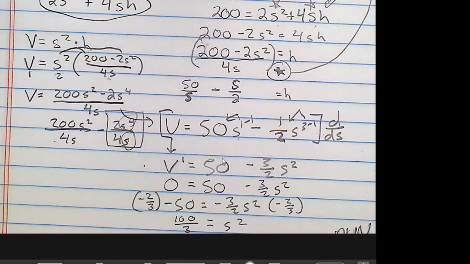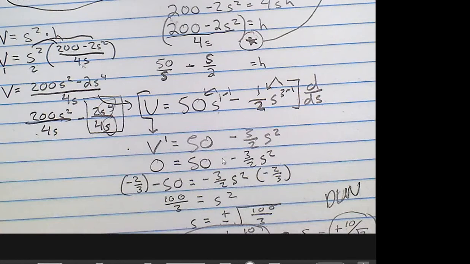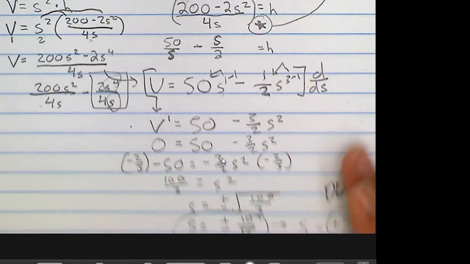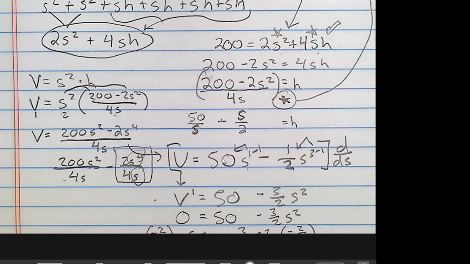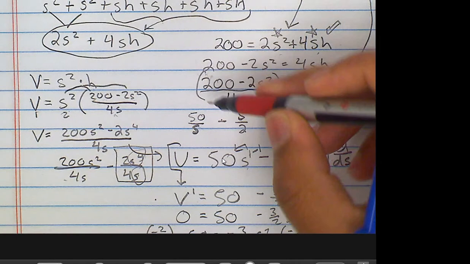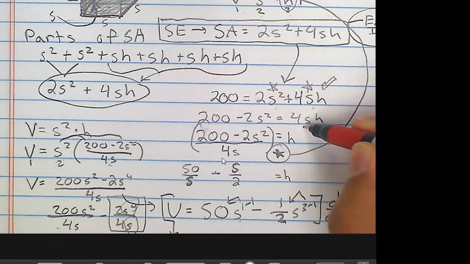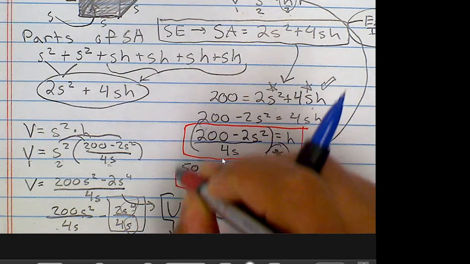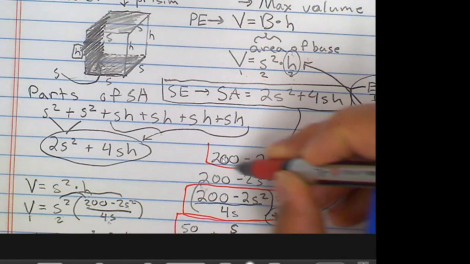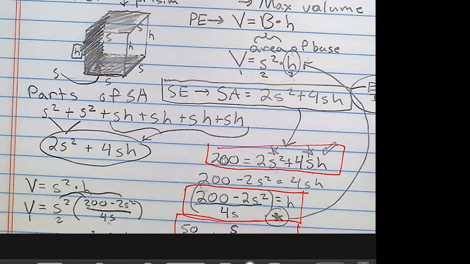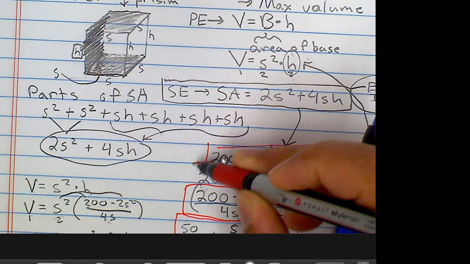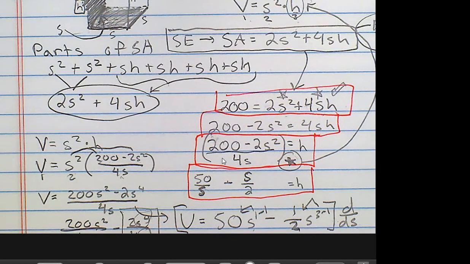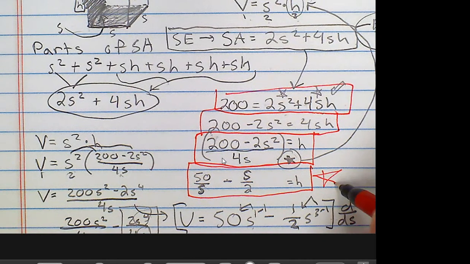Any questions? That's your answer? I'm not quite done. I need to find H. So, here's what I got. I have several different equations. I could use this equation to find H. I could use this equation to find H. I could even go back to the top and use this equation to find H. I could use any of these equations to find H, so it's up to you which one you want to use. I think this one's the best one. So I would plug in 10 over the square root of 3.